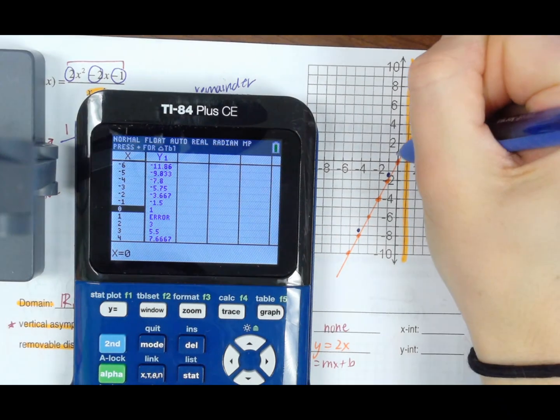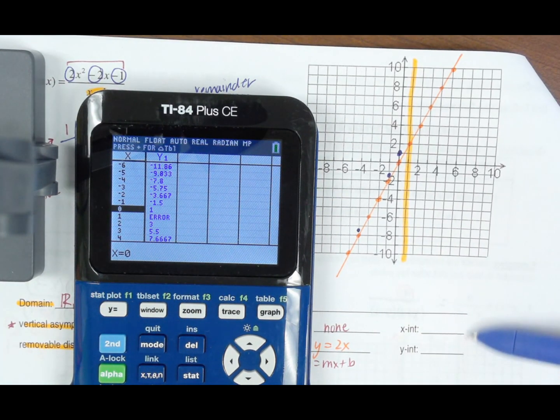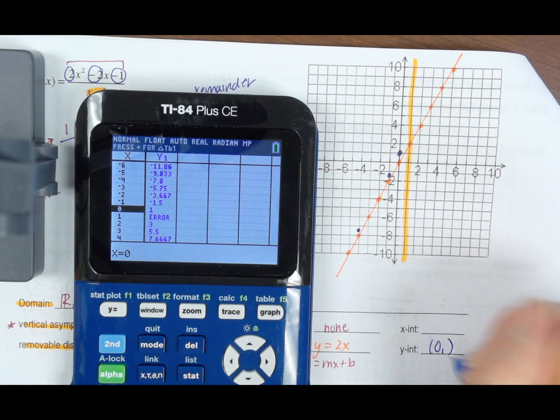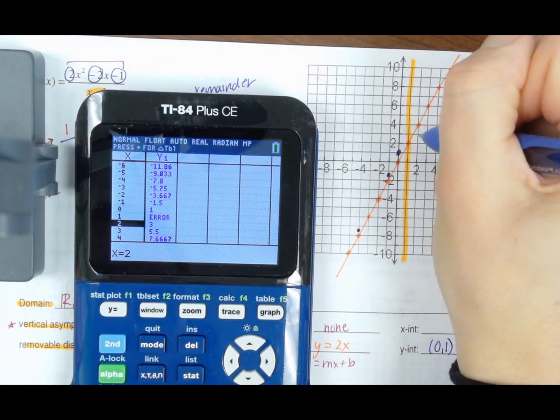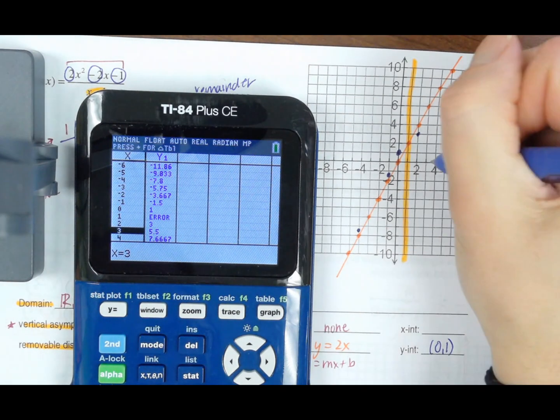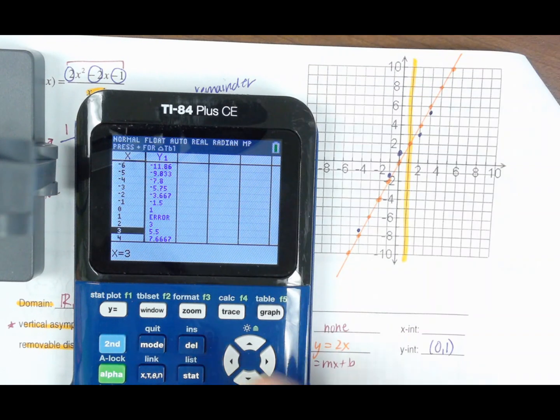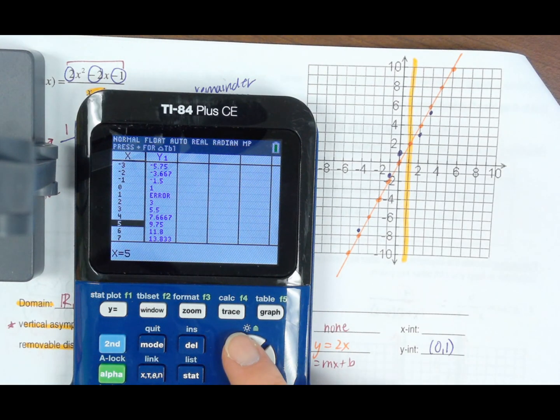0, 1. What is that point? Which one of these is that? The x-intercept or the y-intercept? The y. Some of you on your quiz wrote this but wrote it as 1, 0. Be careful about how you write those. The y-intercept should always be 0 and then your number, and the x-intercept is going to be the reverse of that. Let's see here. Oh, 2, 3. That's a nice one. 3, 5.5. Again, super, super close to that point. And that'll be it for when I graph.